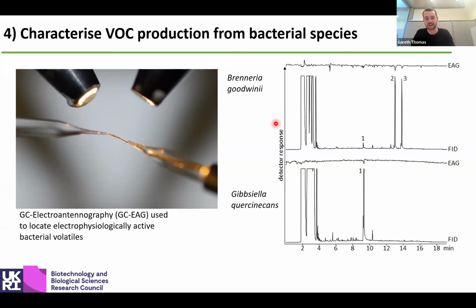So hopefully this will make it a bit clearer. We've got 2 example traces here, one for the Brunneria goodwinii, one for the Gibbsiella quaestionecans. And first, we'll just focus on the lower trace here. If you think back to the previous slide, it looks pretty similar because this is the gas chromatography trace. So we can see we've got compound 1 here and then compounds 2 and 3.